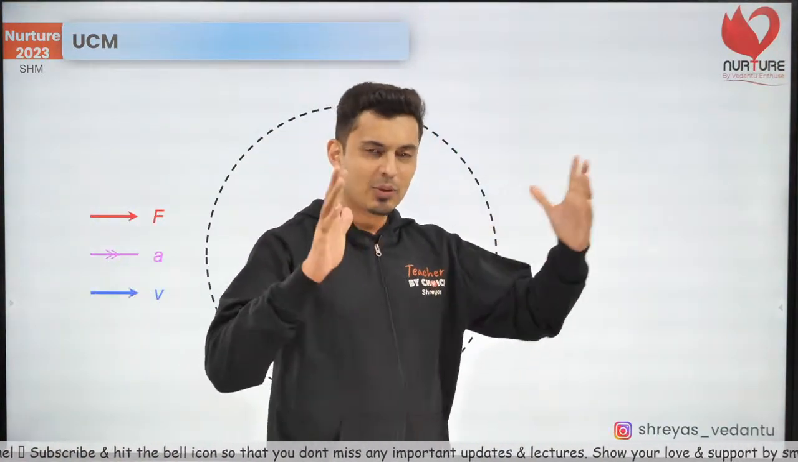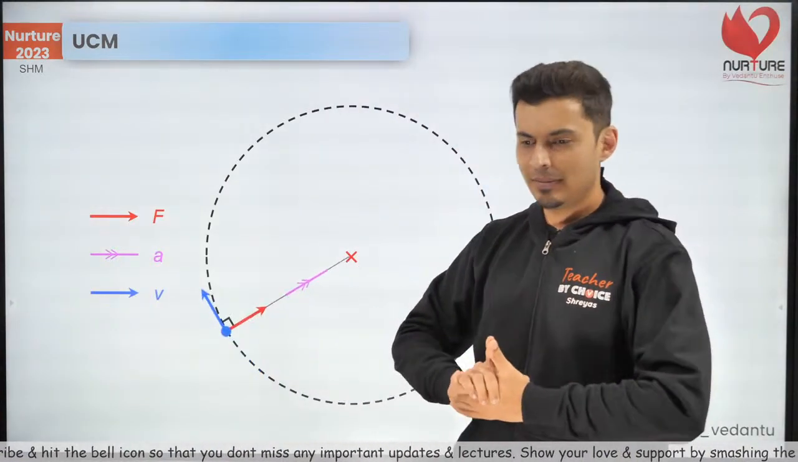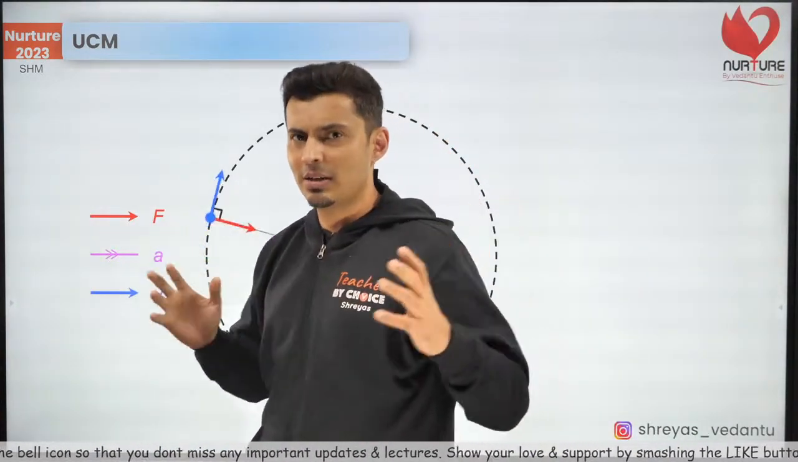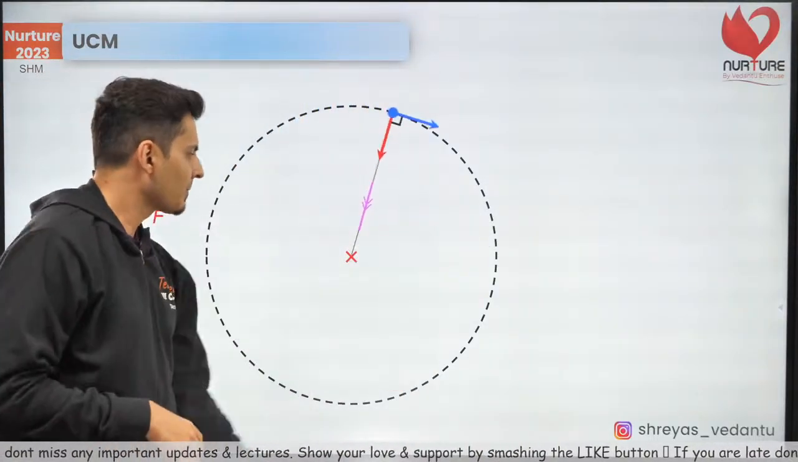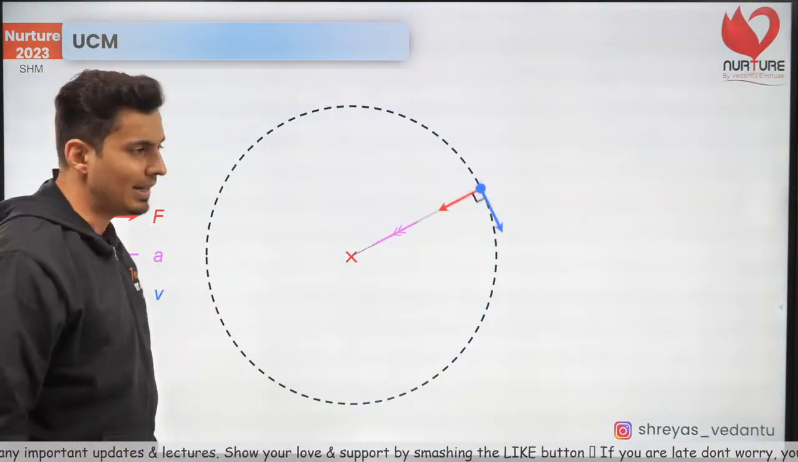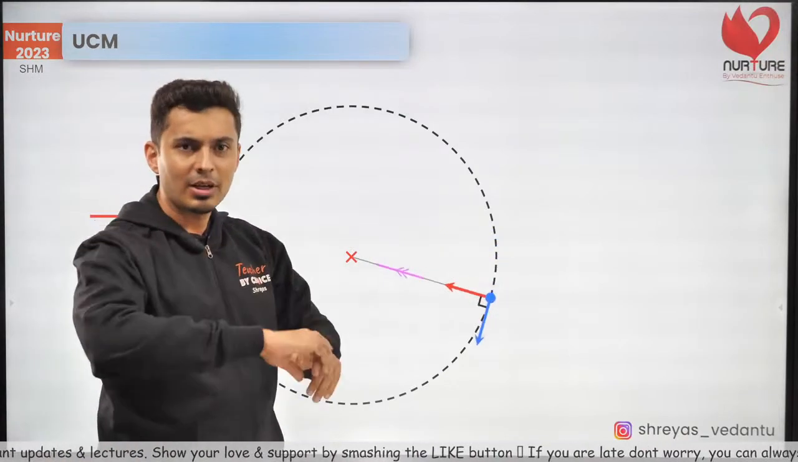Now, I have a question for you. In uniform circular motion, a particle goes around like this with a constant speed. Fair enough.